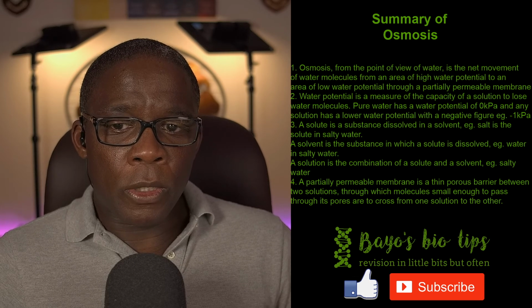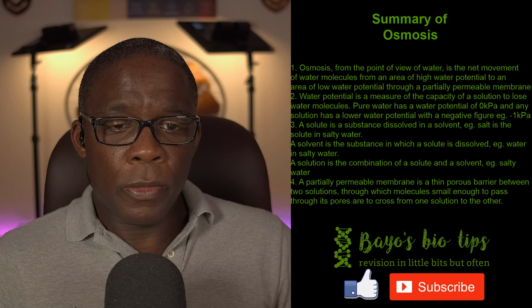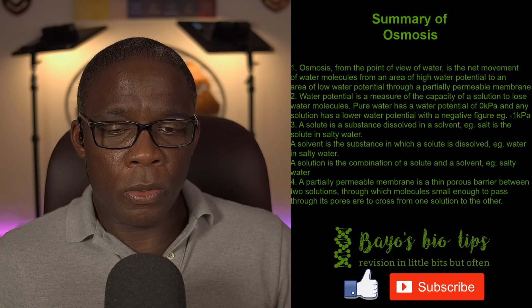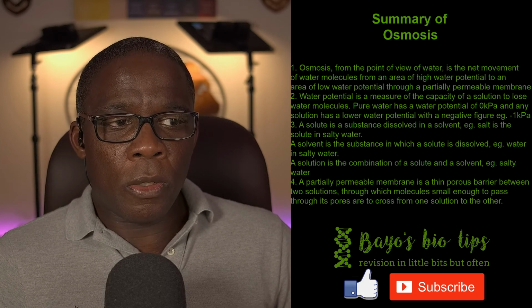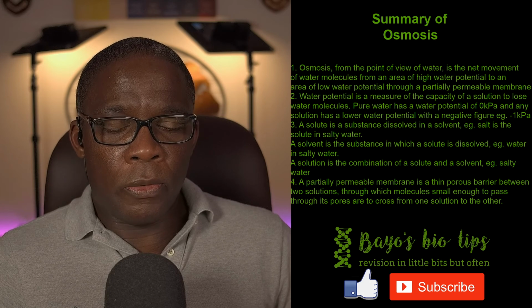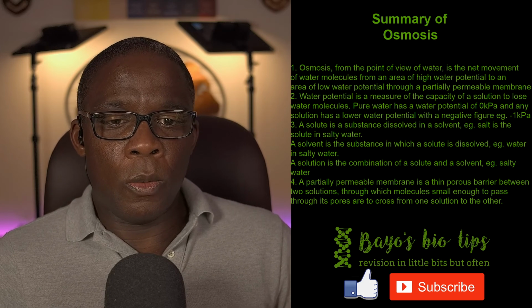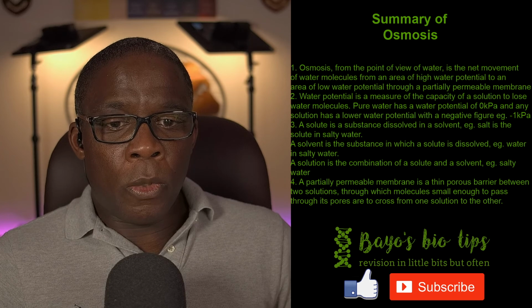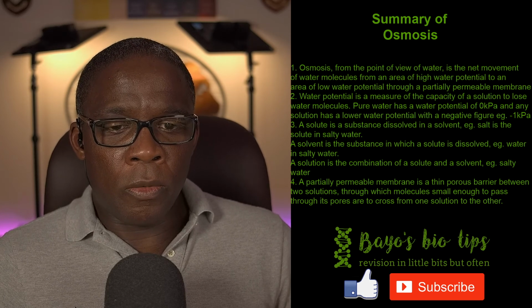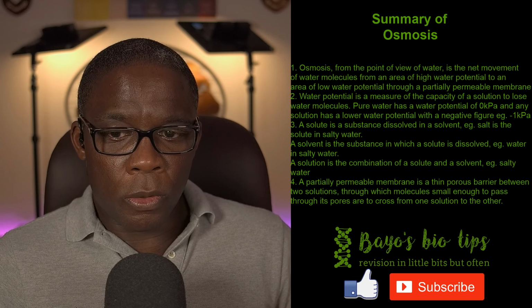We talked about some key words that you need to know the definitions of. So what is a solute? It's a substance which is dissolved in a solvent, for instance, salt in salty water. What is a solvent? It's the substance in which the solute is dissolved, for instance, water in salty water. And what is a solution? A solution is a combination of the solute and the solvent, for example, salty water itself.